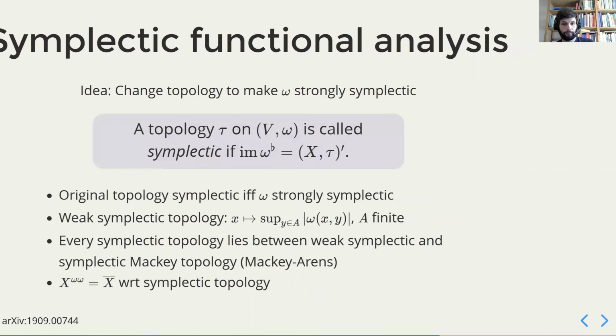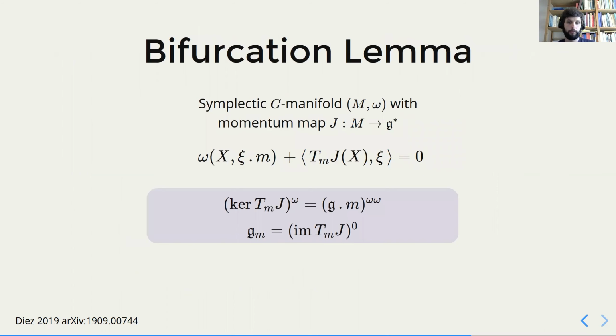And one of the applications of this statement about bipolars or double symplectic orthogonals is the following: namely the bifurcation lemma, which is the infinitesimal version that you need to prove a symplectic reduction. So the setting there is that you have a symplectic G-manifold and a momentum map. The momentum map, just as in finite dimension, has to satisfy the following equation.